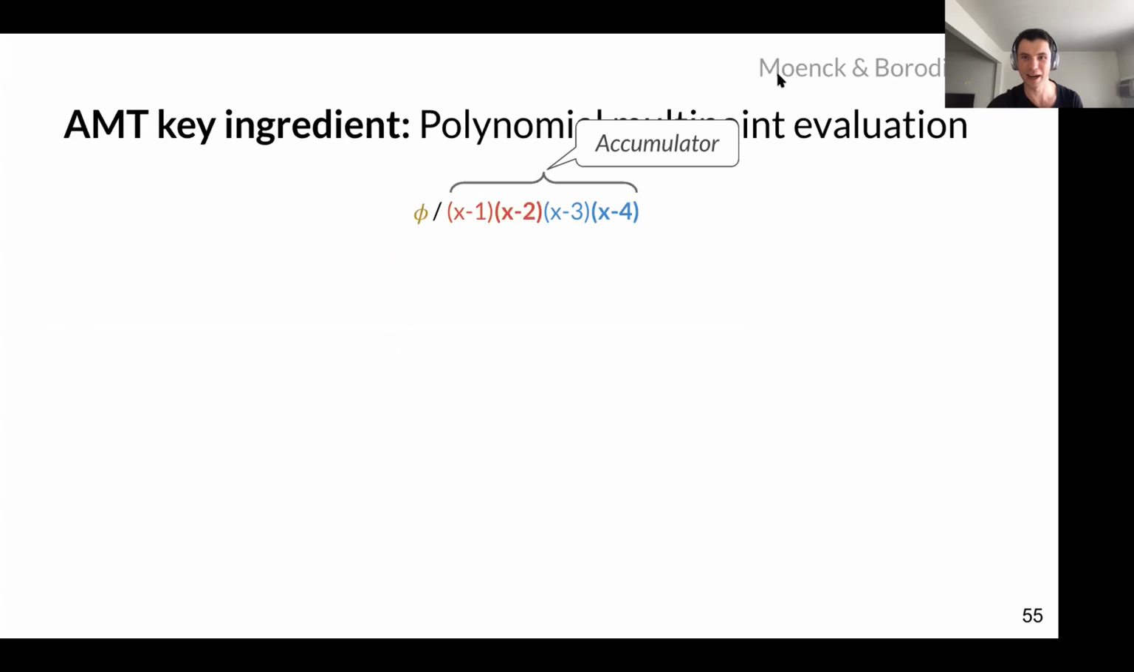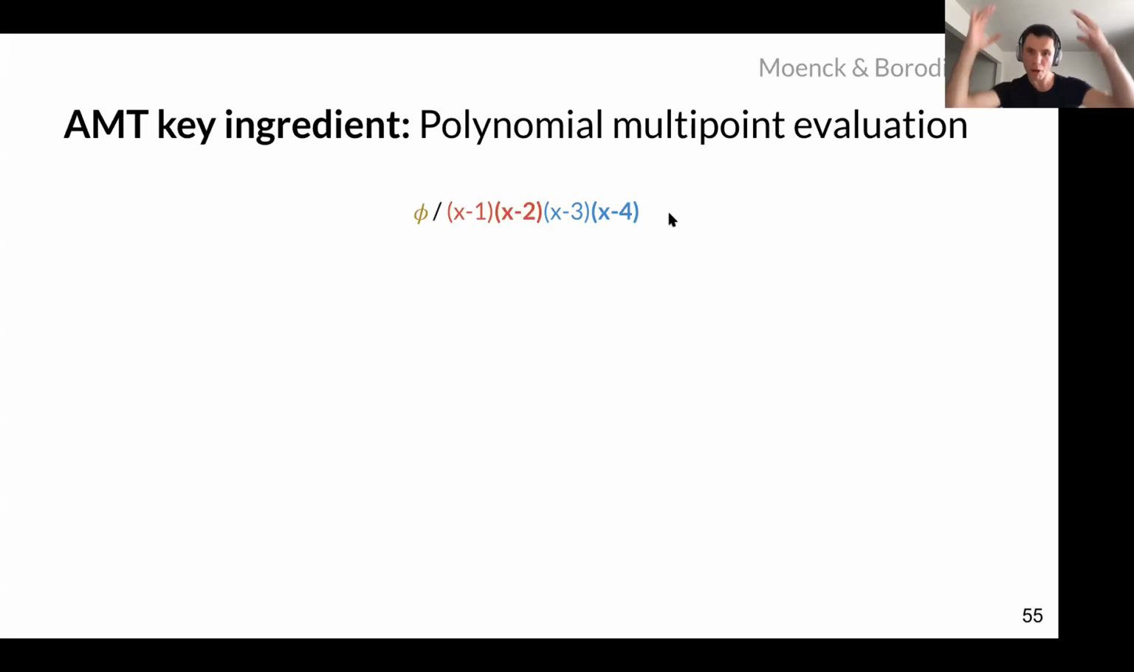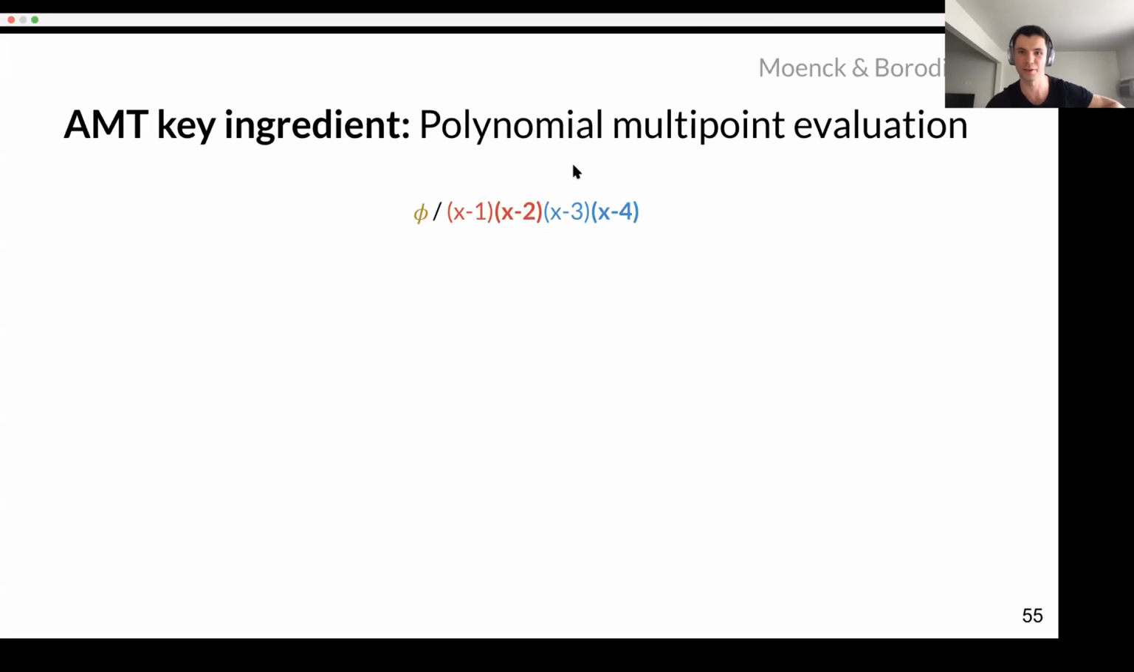Now, I do want to explain how our AMT construction works because I actually really like it. The idea is that we take our polynomial phi, which represents the vector, and let's say the vector has 4 positions, 1 through 4, and we want to compute proofs for all of these 4 positions. If we did it naively, it would be too slow when n is large. So what we do instead is we define a recursive way of computing all proofs via a polynomial multi-point evaluation.